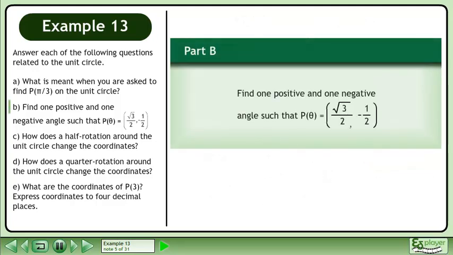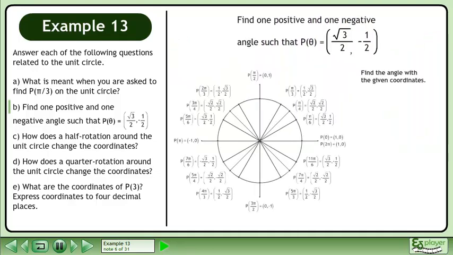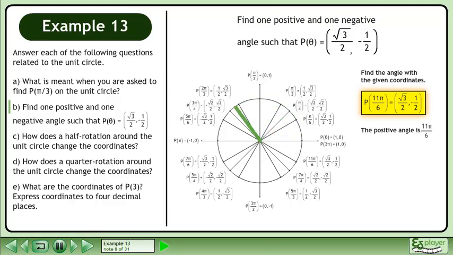In Part B, find one positive and one negative angle such that P at theta equals root 3 over 2, negative 1/2. Find the angle with the given coordinates on the unit circle. The coordinates at 11 pi over 6 are a match. The positive angle is 11 pi over 6. The negative angle is negative pi over 6.